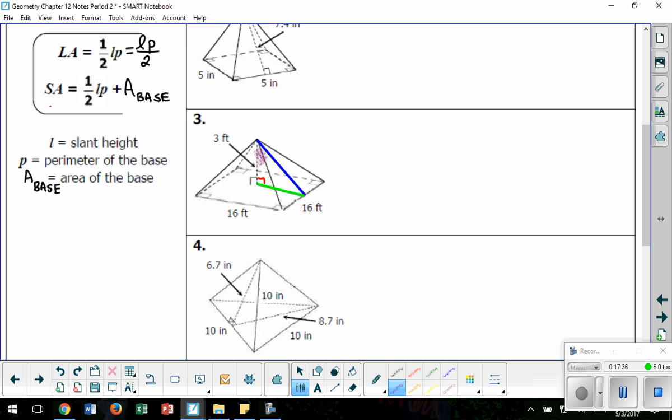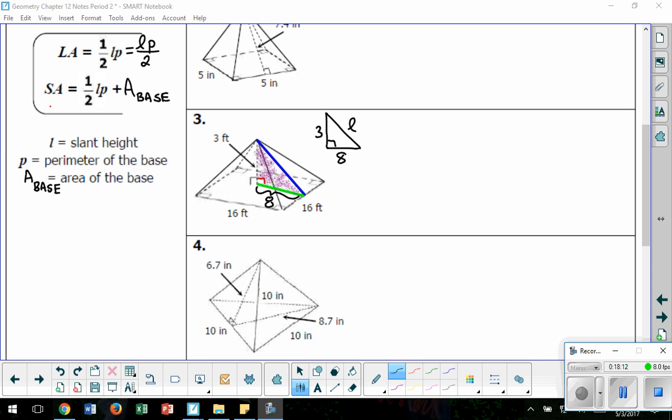So we're going to use this triangle right there. Because the height from the top of the pyramid down is right in the center, this right here is half, so it's going to be 8. So if I pull this triangle out, we've got 8, 3, and this is your slant height.